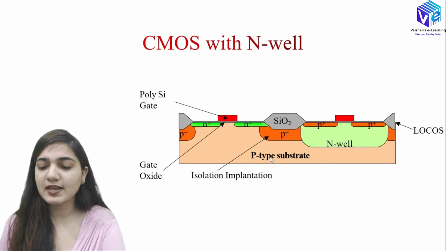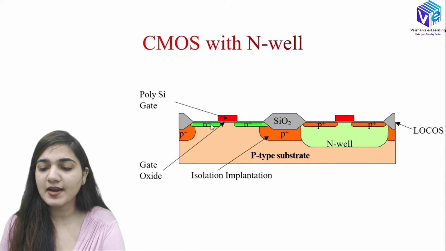So in the CMOS with N-well, we are using the P type of substrate over here. In the P type of substrate, this is the additional thing we have, that is the isolation implantation, so that this structure will not be shorted out, right? So here we are using the polysilicon gate and the low-cost silicon dioxide for the isolation implantation, right? So now here SiO2 layer is going to isolate this MOSFET and this MOSFET.